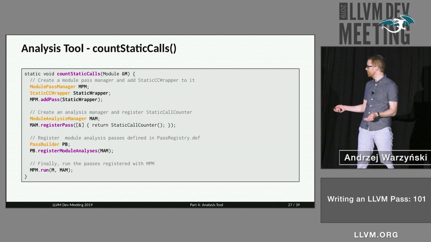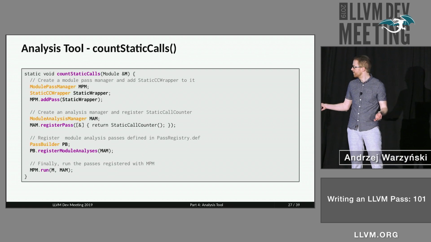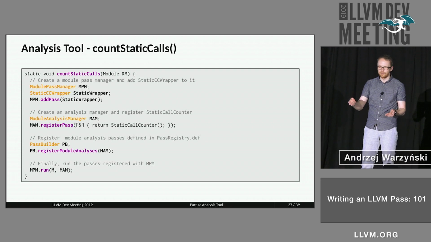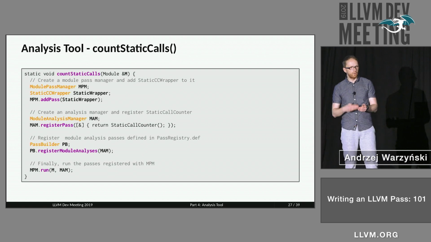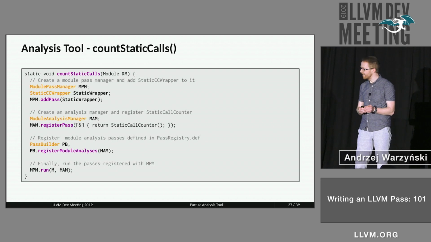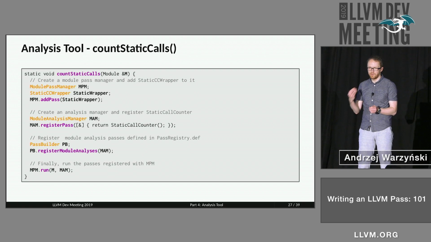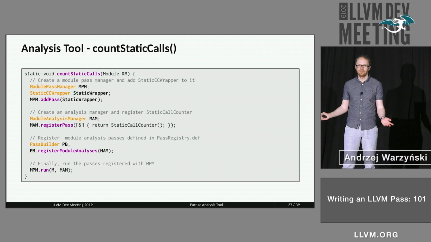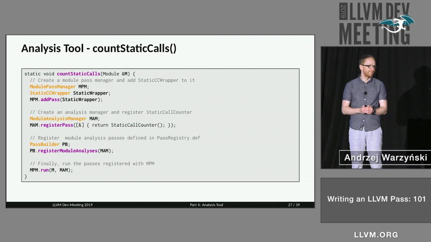And finally, you just go back to your module pass manager. You call run. It's a pass, so it has a run method. It takes a module on which you want to run your passes and the corresponding analysis manager, and that's it. You're done. We're finished. That's our implementation.